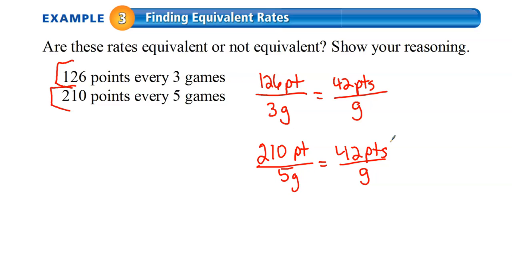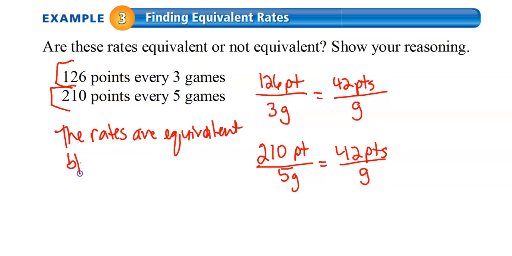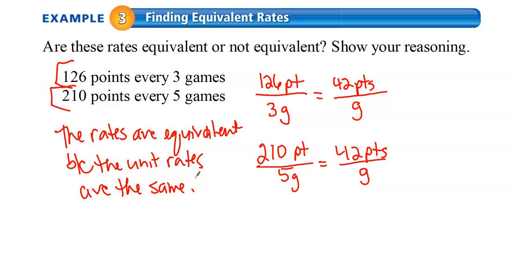So I don't know which basketball player I would want to choose because they both score the same amount. So I would write the rates are equivalent, because the unit rates are the same. If you just divide and the unit rates are the same, then the ratios are equivalent, because equivalent means they are equal. They're not identical, but they're an equal ratio.